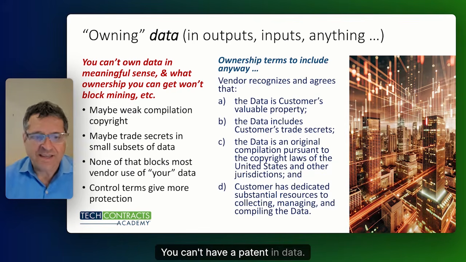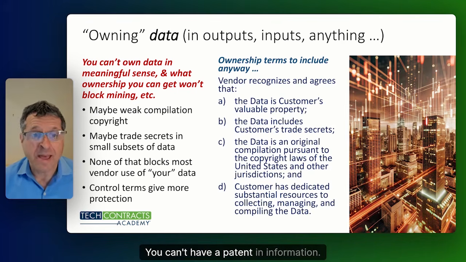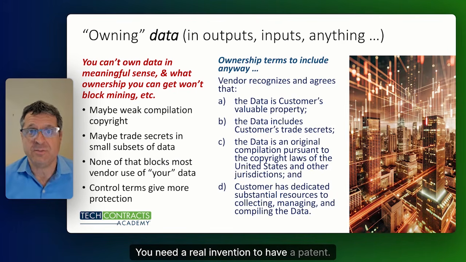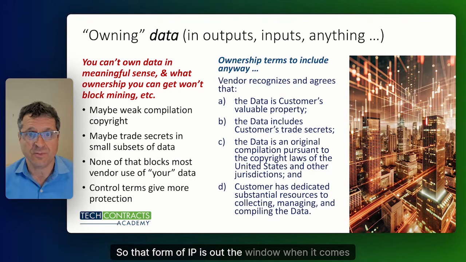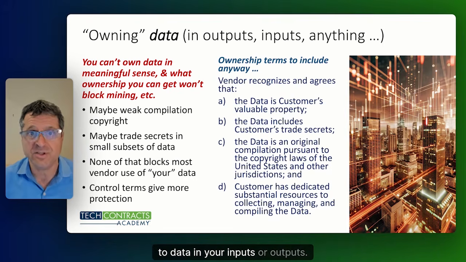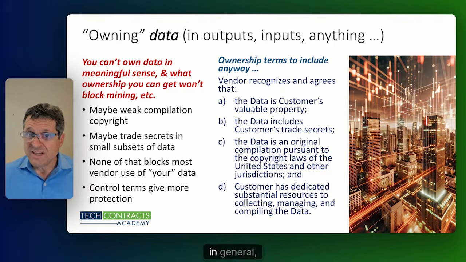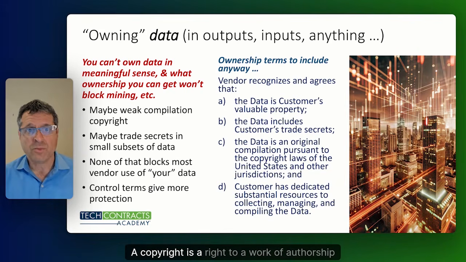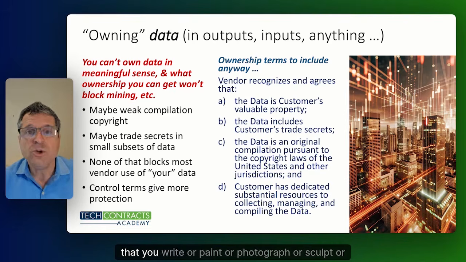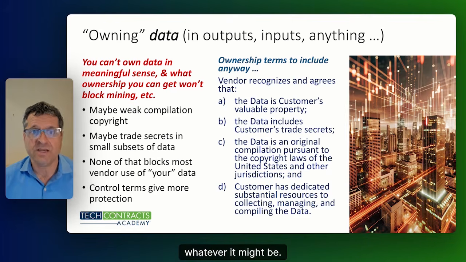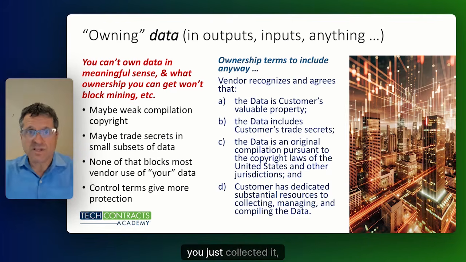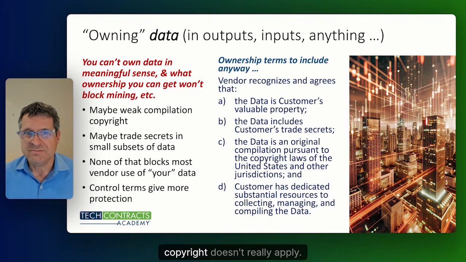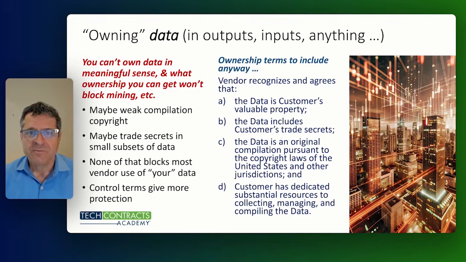You can't have a patent in data. You can't have a patent in information. You need a real invention to have a patent. So that form of IP is out the window when it comes to data in your inputs or outputs. You also, in general, can't have a copyright in data. A copyright is a right to a work of authorship that you write or paint or photograph or sculpt or whatever it might be. With data, you just collected it. You didn't write it. So right off the bat, copyright doesn't really apply.